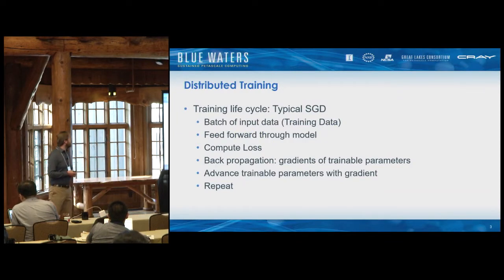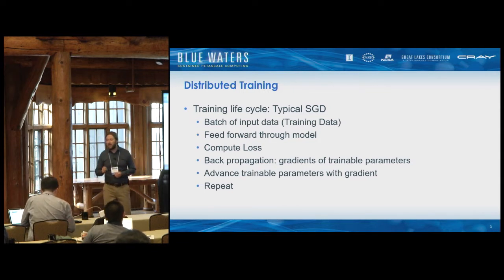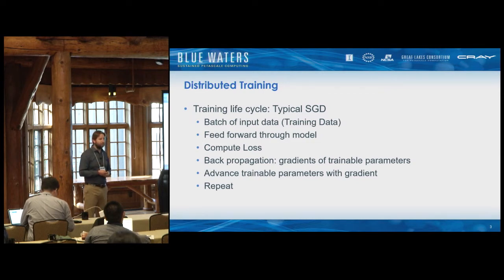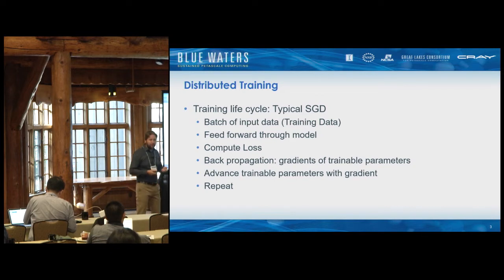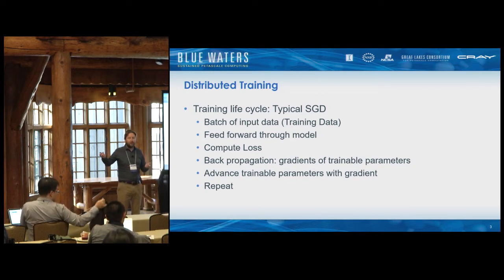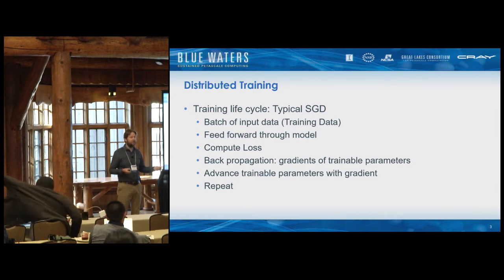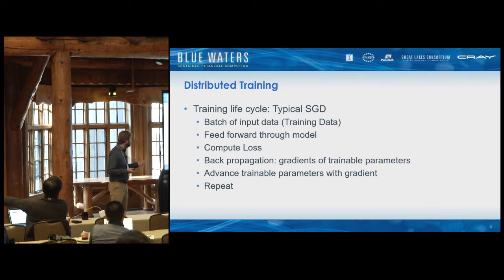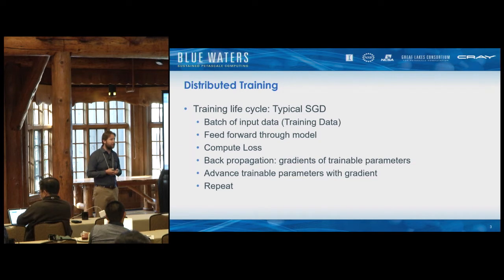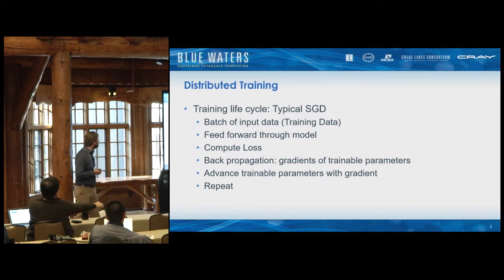Distributed training. So, a brief training life cycle. This is typical stochastic gradient descent. You take a batch of input. This is your training data, input data that a human or some process, maybe an auxiliary expensive sensor, has gone through and said, this data has this kind of classification. You take a batch of it. With my ImageNet work, 32 images is about what you can fit in a GPU at any given time. So a batch of 32 items.